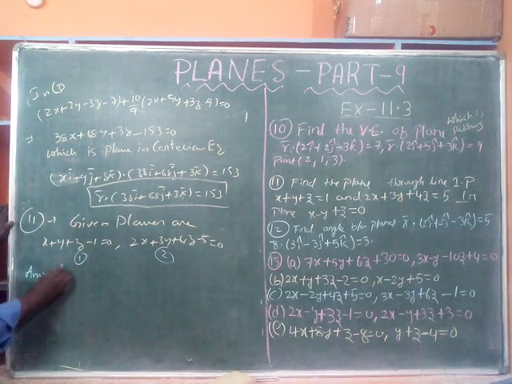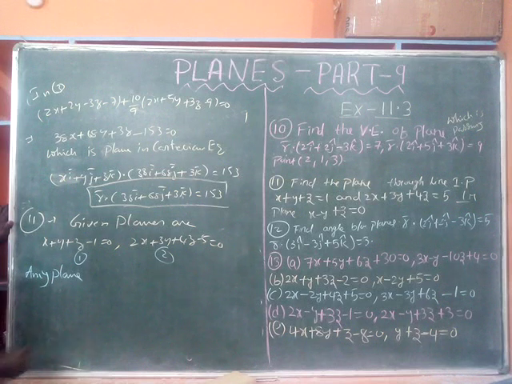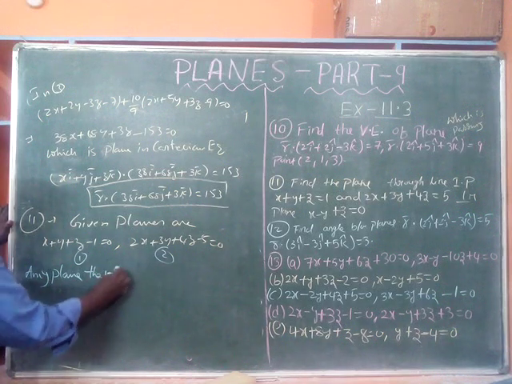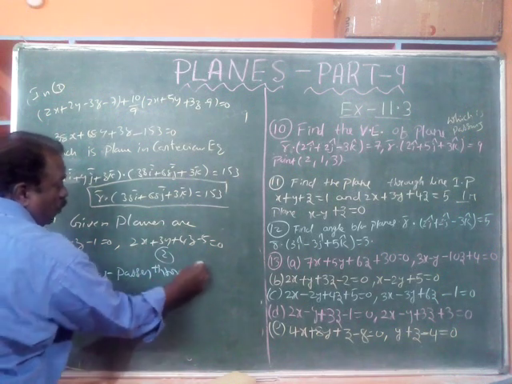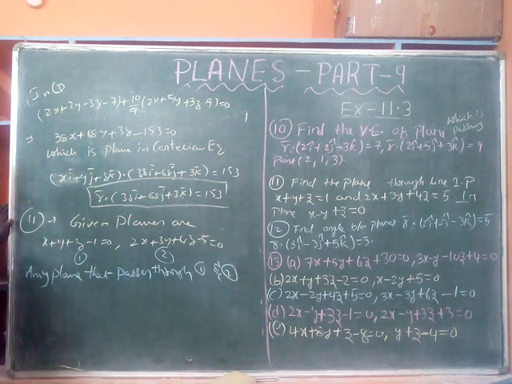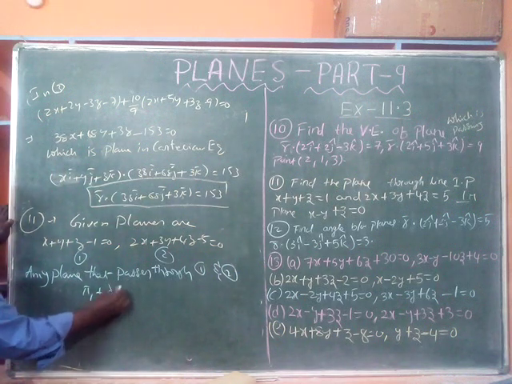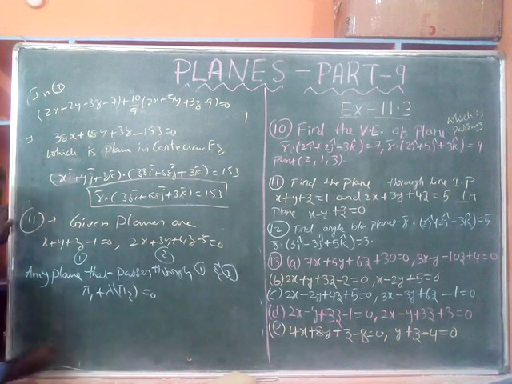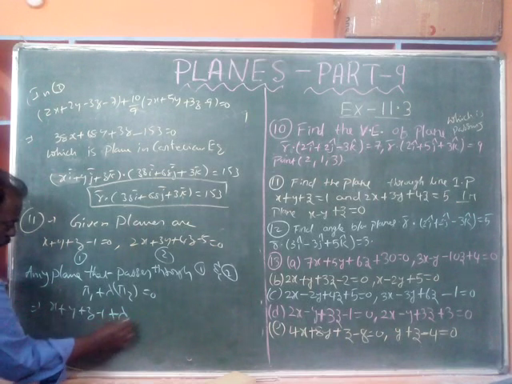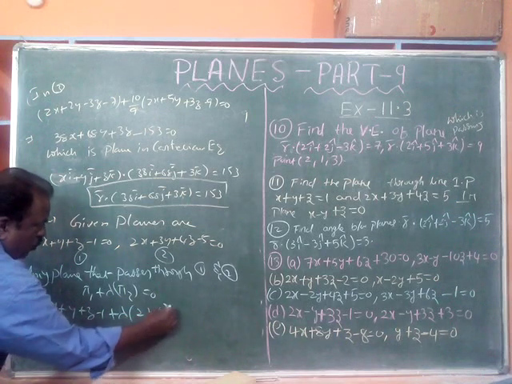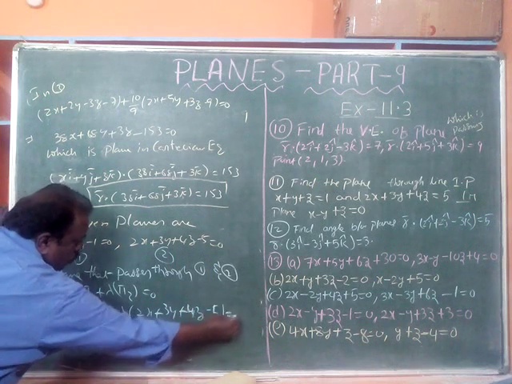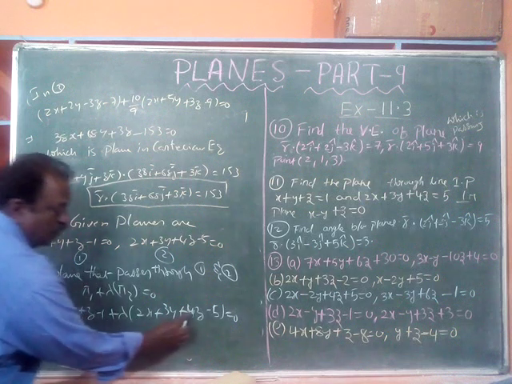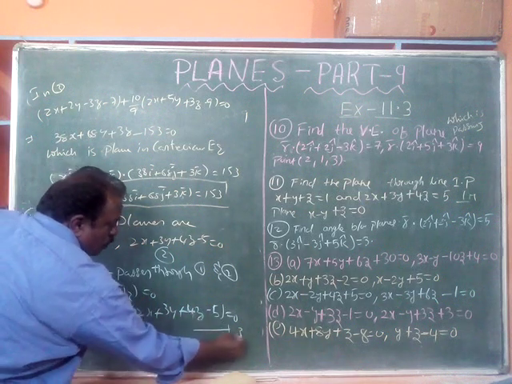Any plane that passes through the line of intersection is pi 1 plus lambda pi 2 is equal to 0. That implies x plus y plus z minus 1 plus lambda of 2x plus 3y plus 4z minus 5 is equal to 0. Okay, now, so it is the third.